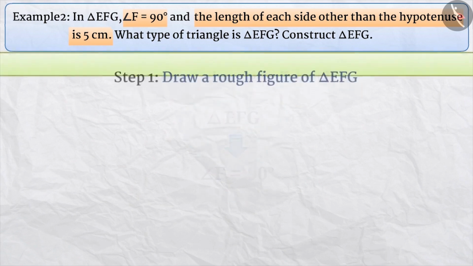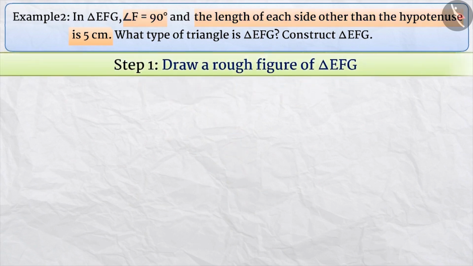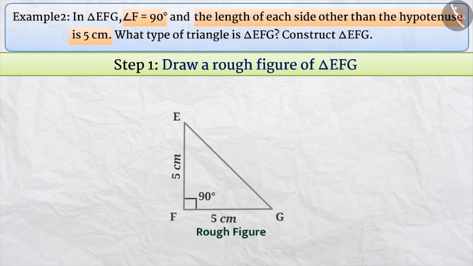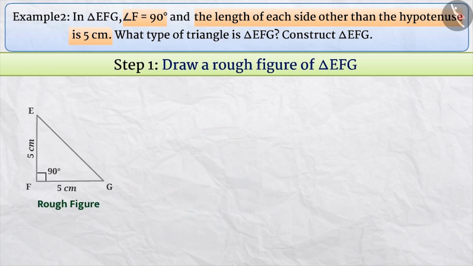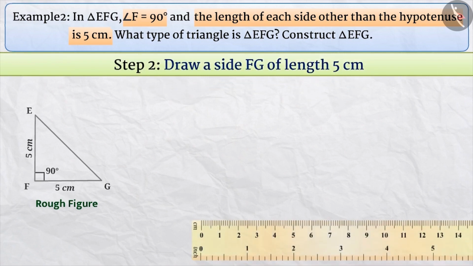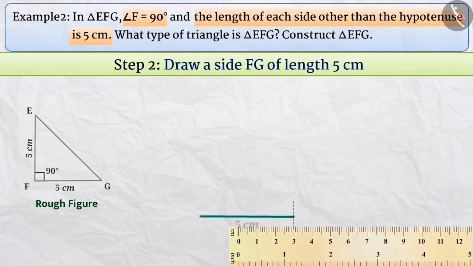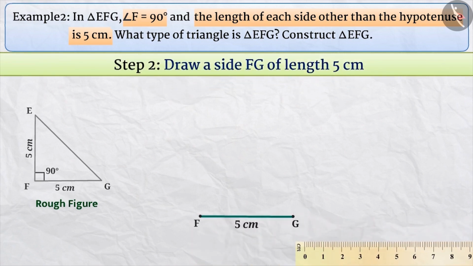Step 1. First of all, with the help of the measurements given, we will draw a rough figure of triangle EFG. From this, we come to know that in triangle EFG, the side EF and the side FG are the legs and the side EG is the hypotenuse. Let's construct the triangle. Step 2. Using a ruler, we will draw a line segment FG of length 5 cm. The line segment FG is the side of triangle EFG.